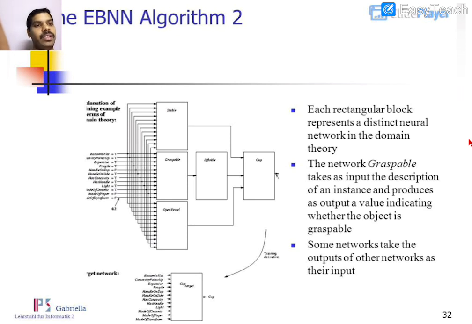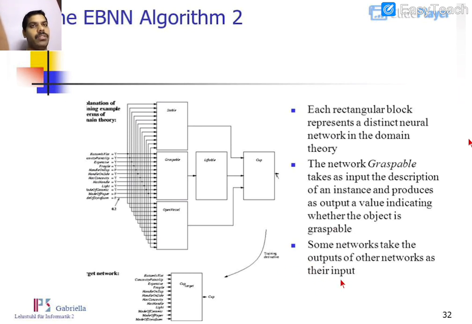So in this way, we developed a network where we are going to observe cup, liftable, and stable, graspable open vessel. So this is the way we are going to define the network. Each rectangle block represents a distinct neural network in the domain theory, and the network graspable takes as input the description of an instance, and produces the output value indicating whether the object is graspable or not.